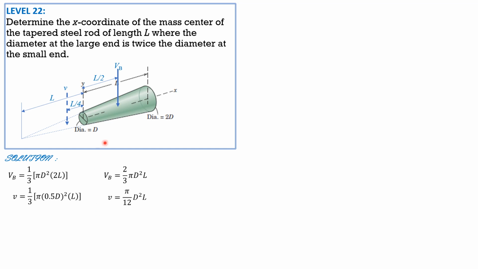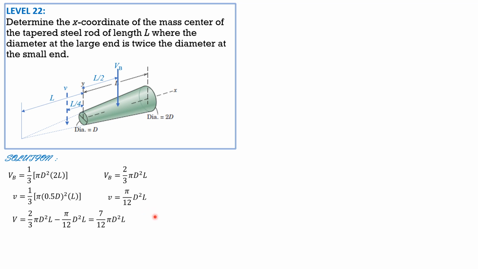Therefore, the net volume, or the volume of this tapered rod, is 2/3 pi d squared L minus pi over 12 d squared L. And simplifying, it is 7 over 12 pi d squared L.